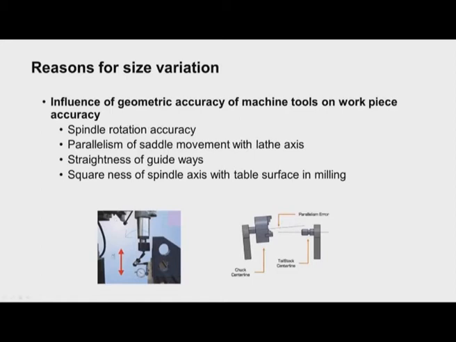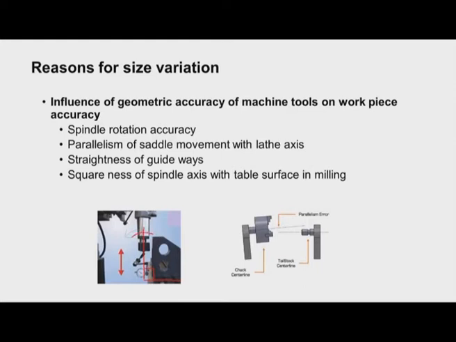As you can see in this picture, the machine tool will have some inherent inaccuracy, like the movement of the spindle. It may not be perpendicular to the table. For example, this is the movement of the spindle, and this is the machine tool work table. They may not be perpendicular; there will be some error, maybe a few seconds or a few degrees. Because of that, the geometry of the workpiece will be affected.